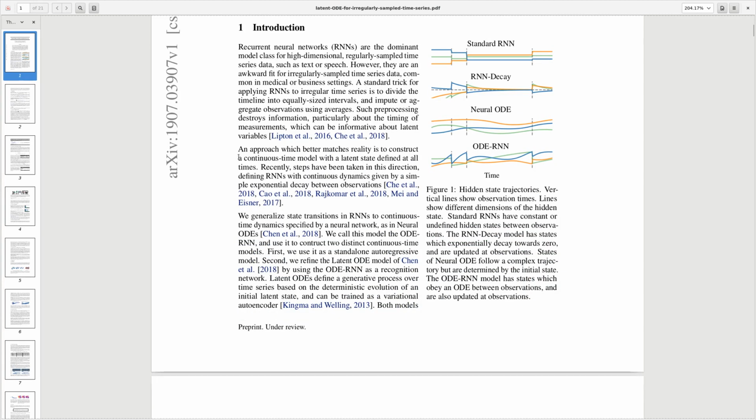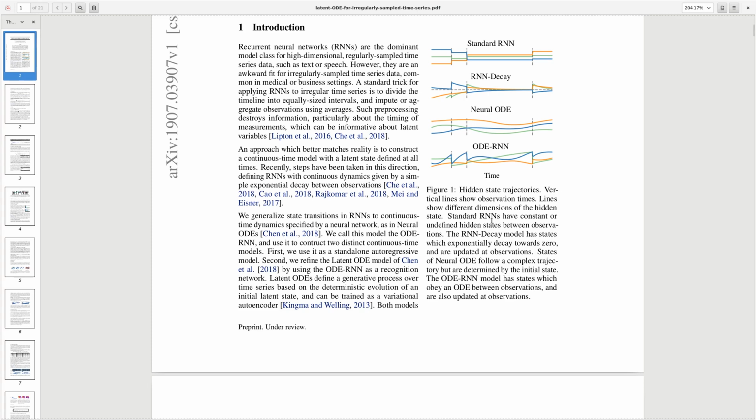Introduction. Recurrent neural networks are a dominant model for high dimensional, regularly sampled time series data such as text or speech. However, they are an awkward fit for irregularly sampled time series common in medical and business settings. A standard trick for applying RNNs to irregular time series is to divide the timeline into equal size intervals and impute or aggregate observations using averages.